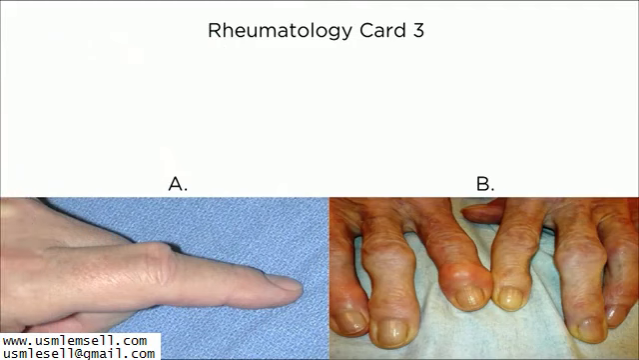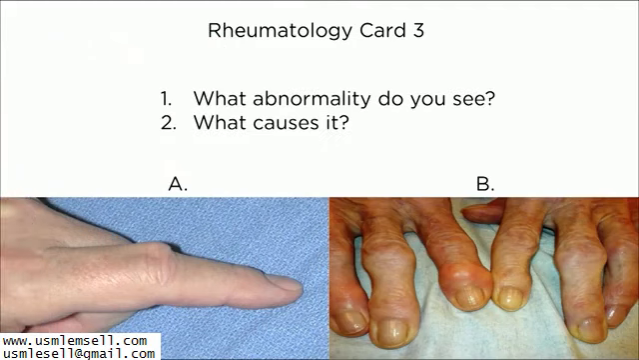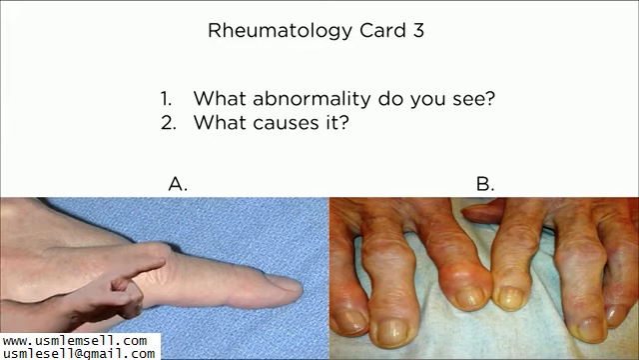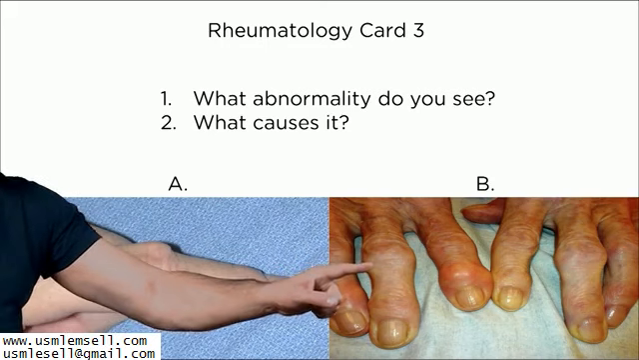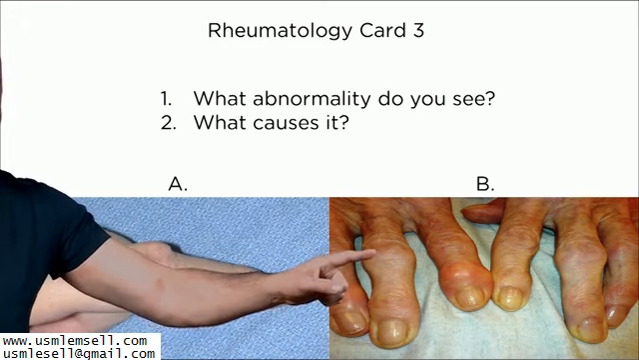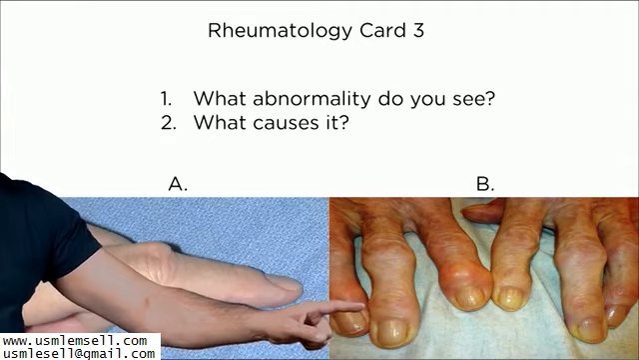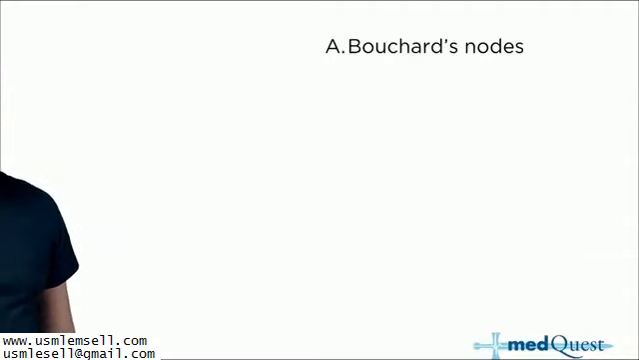Which of these is which? Let's see. What do you see on the left? What do you see on the right? What you see on the left is Bouchard's nodes. What do you see on the right? These are Heberden's nodes. These are outcroppings of the distal interphalangeal joints. So on the left, you see Bouchard's nodes.